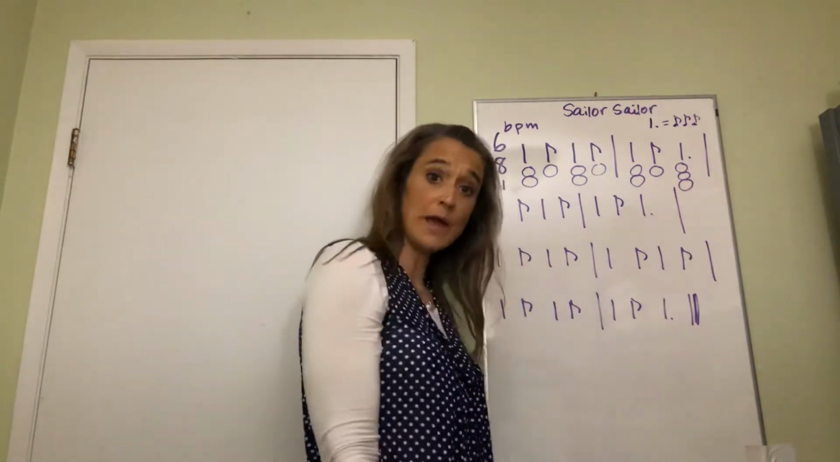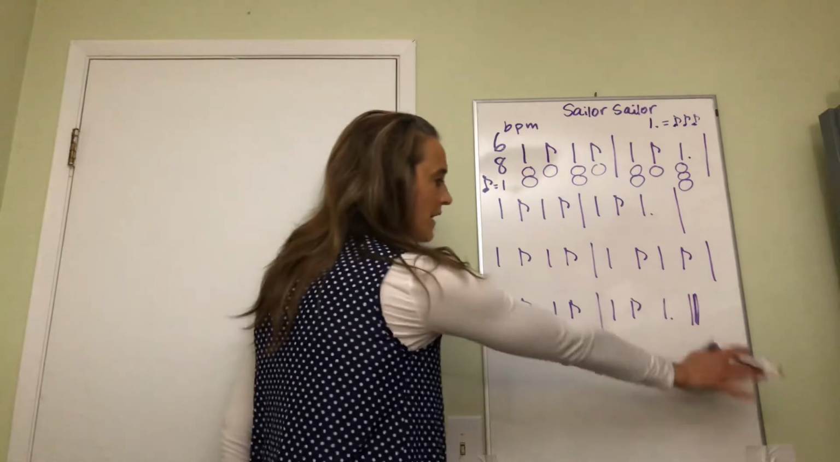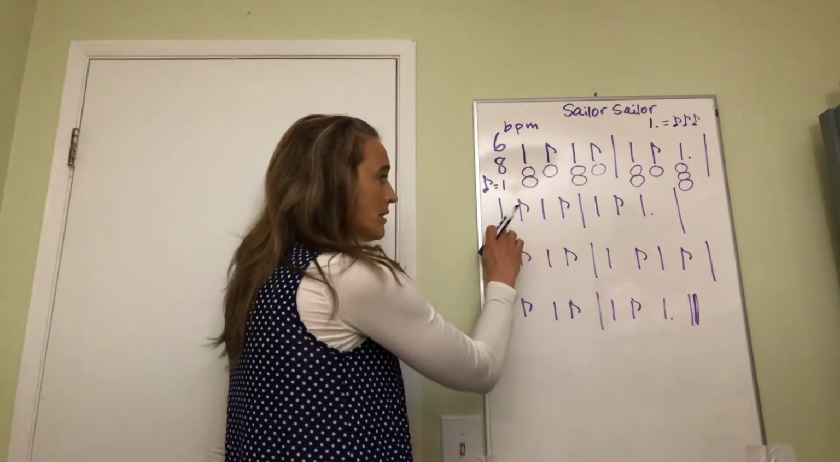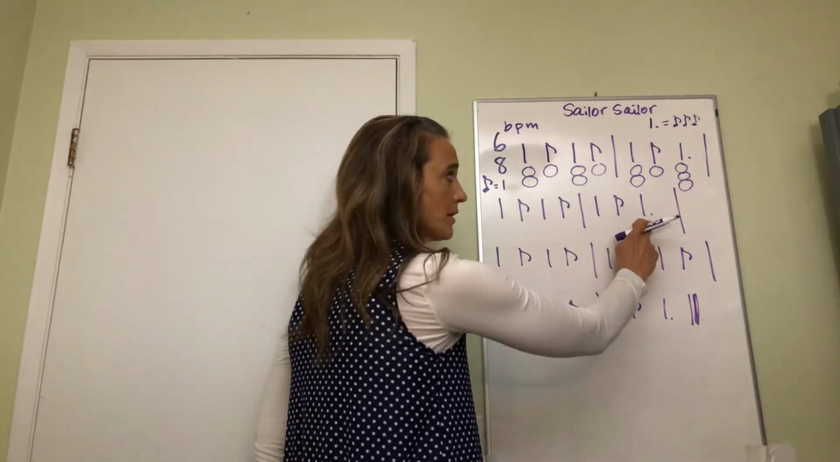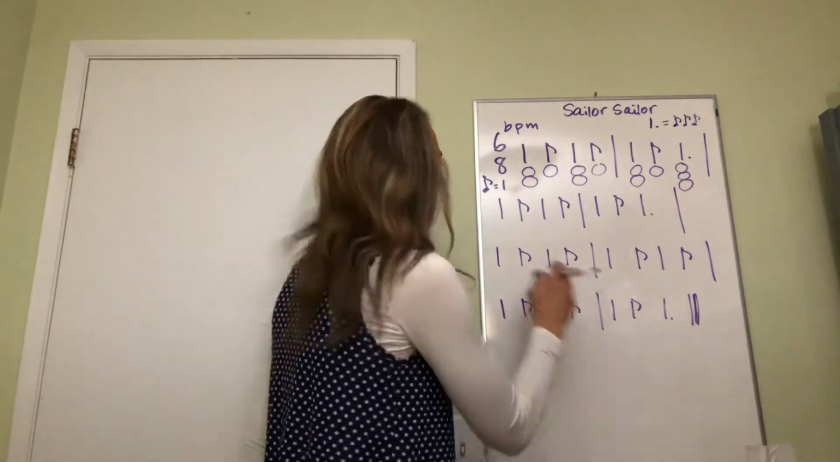Tom. Okay? All right, now we have defined everything. A quarter note is two beats. An eighth note is one beat. And a dotted quarter note is three beats. So we're going to continue.